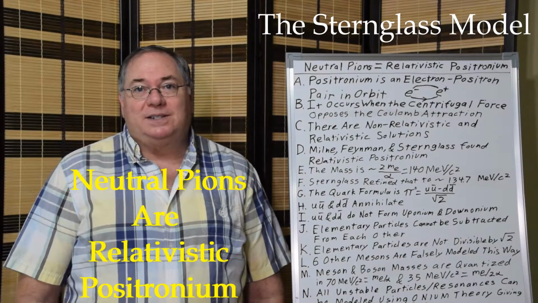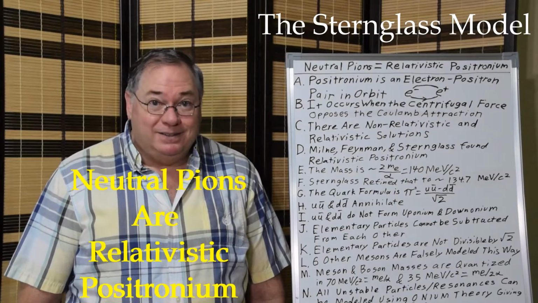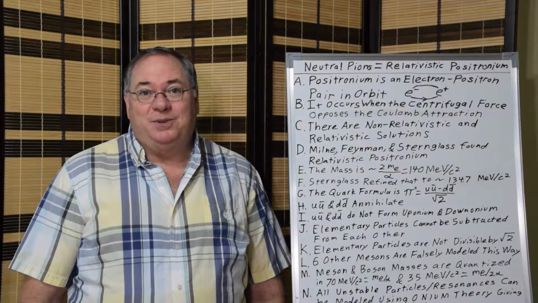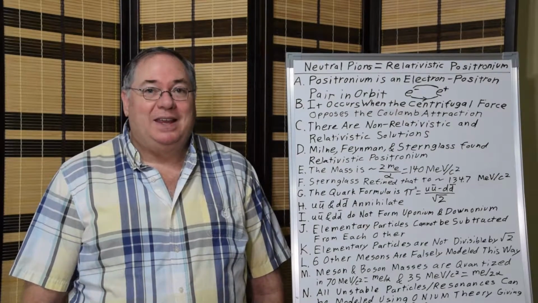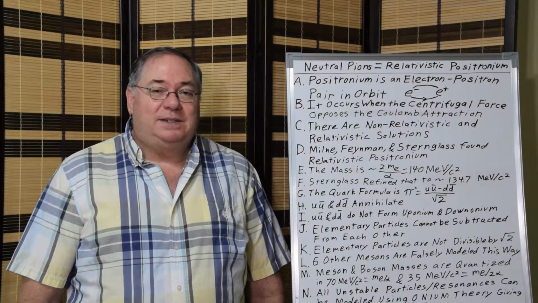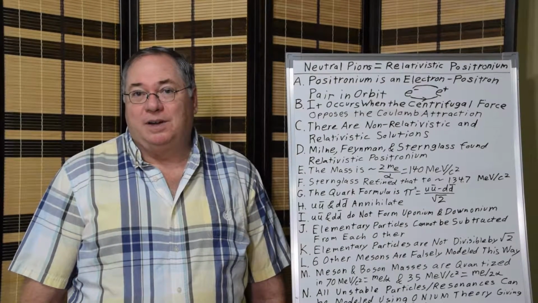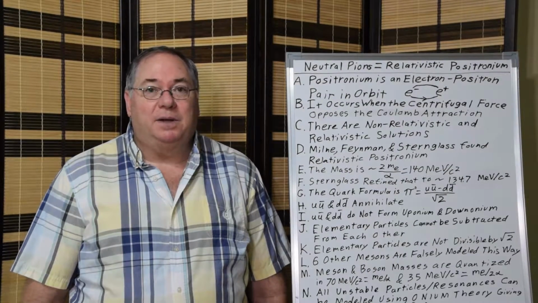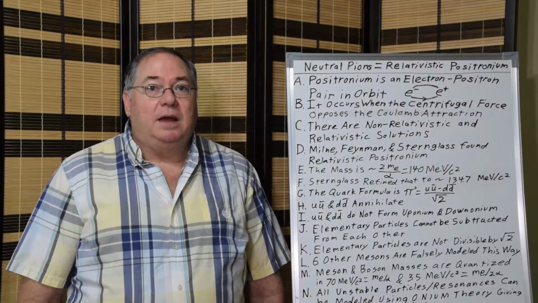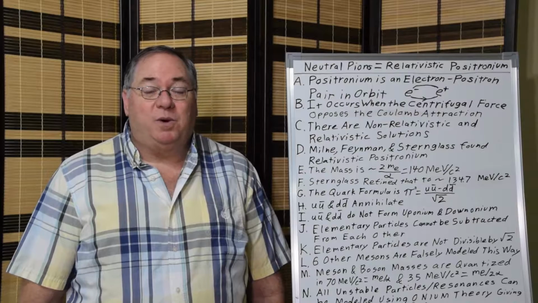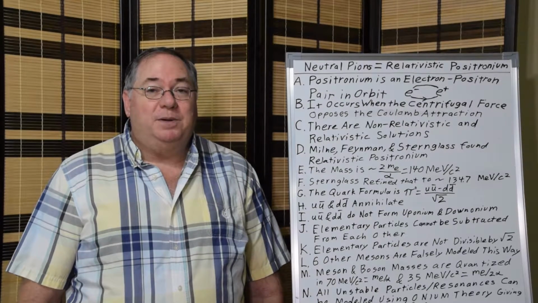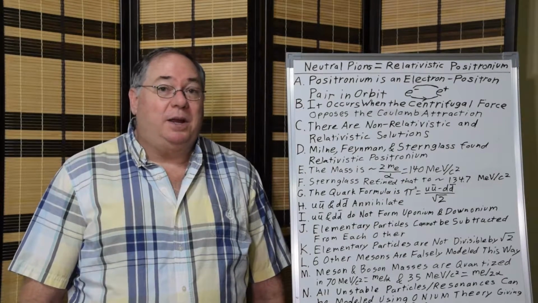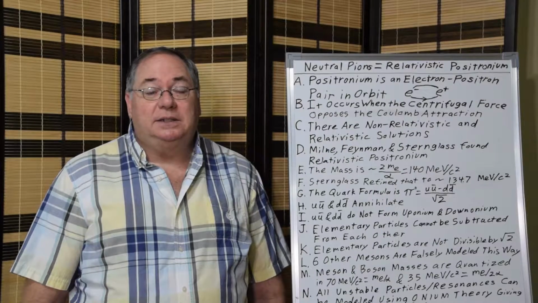When you've been studying physics, there's something you've probably not heard in your classes, and that's a neutral pion is equal to relativistic positronium. And that's because this alternative view of a neutral pion, which is sometimes referred to as a Sternglass pion, because Sternglass was one of the discoverers, has been suppressed by the quark theorists. They don't want people to know that there's an alternative particle theory that's particularly important to the lowest energy mesons.